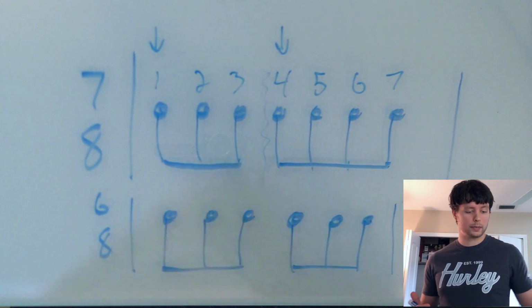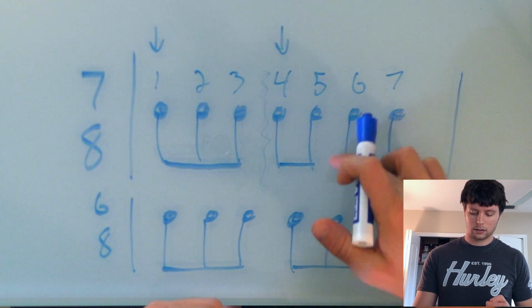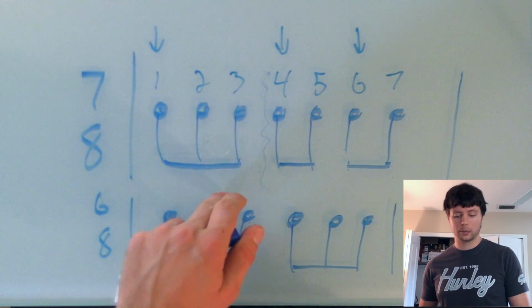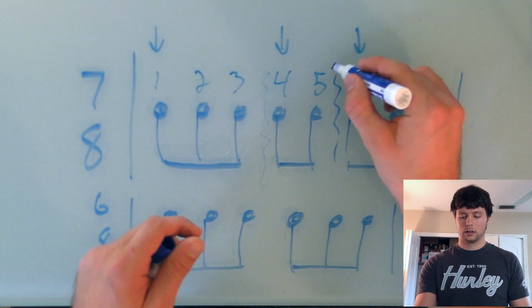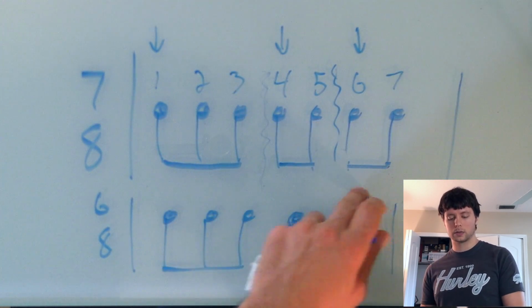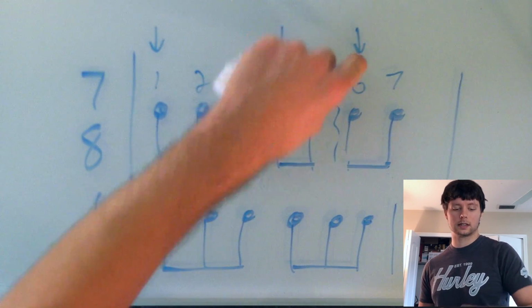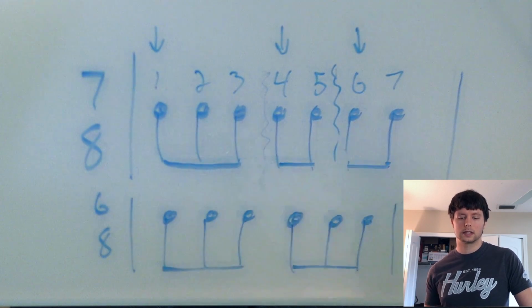But that's one way to break up 7/8. Another way would be to do something more along these lines, where you have a beat with 3 parts, and then 2 beats with 2 parts to them. So you'd be accenting 1, 4, and 6. This would be 1, 2, 3, 4, 5, 6, 7.